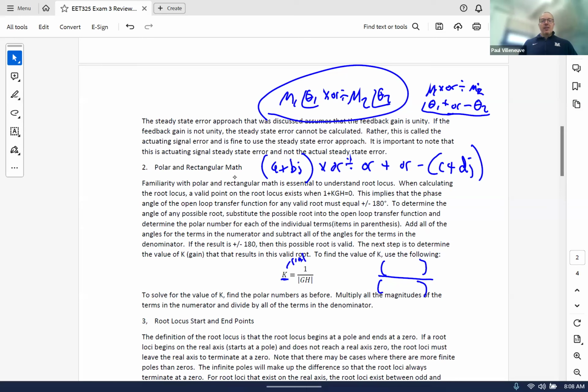All right, so the whole concept about a root locus is we have to always make sure that the result of a valid root means that GH evaluated at that valid root, so we'll put at s equals a VR, has to equal 1 at an angle of plus or minus 180 degrees. Okay, so if you have a valid root, if you want to solve for your value of K, you can just use this equation here.